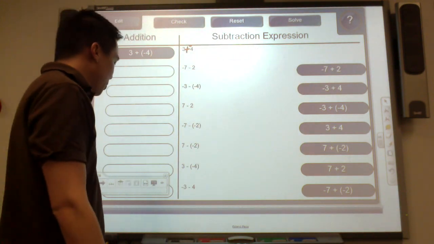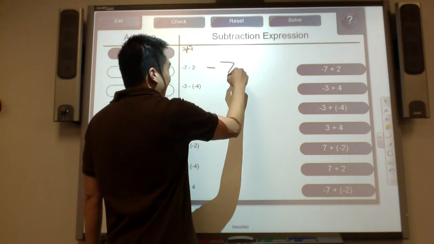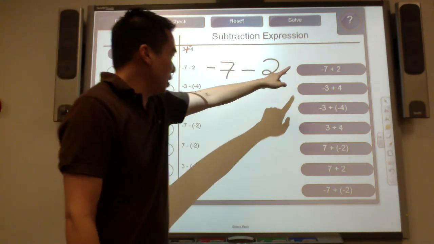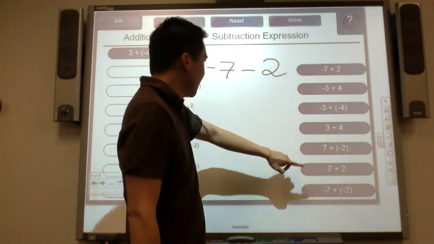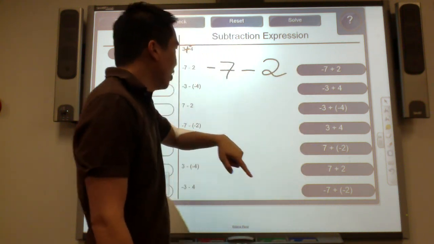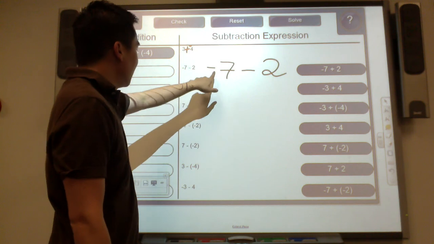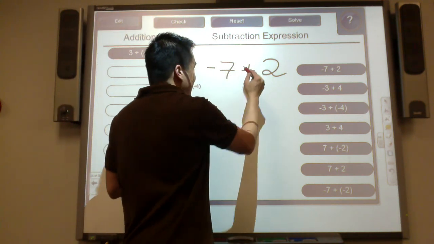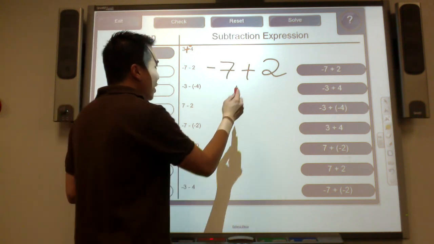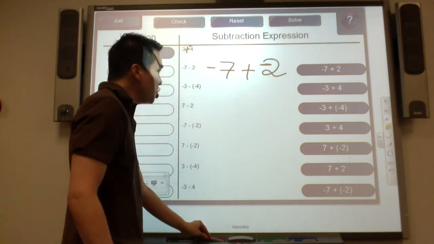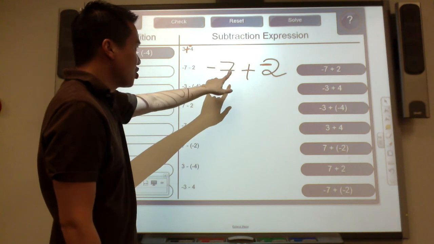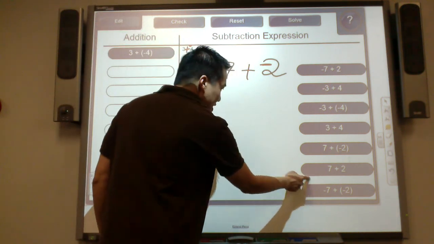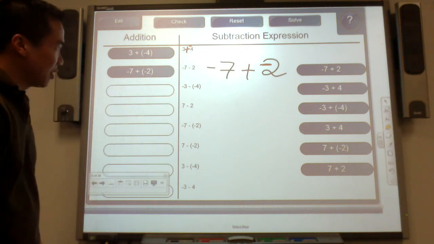So the next example. Let me write a little larger. Negative 7 minus 2. What is equivalent? It's going to be one of these. So negative 7, one of those. Let's see. Change the minus to a plus. Change the sign of the next. And all you do is add them up as if they were a plus. So negative 7 minus 2 is equivalent to this one. Negative 7 plus negative 2.